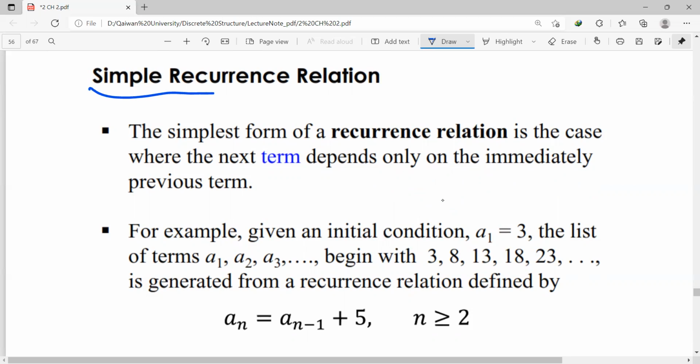Here we say a simple recurrence relation is a recurrence relation in which every term depends on only the previous term.